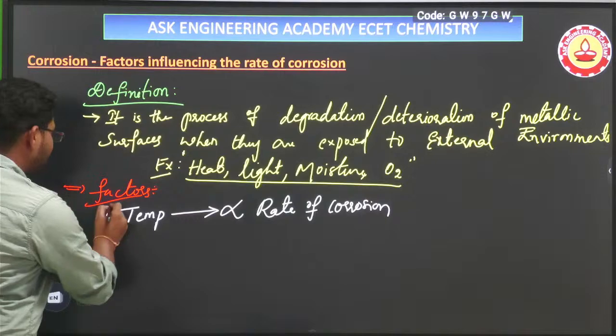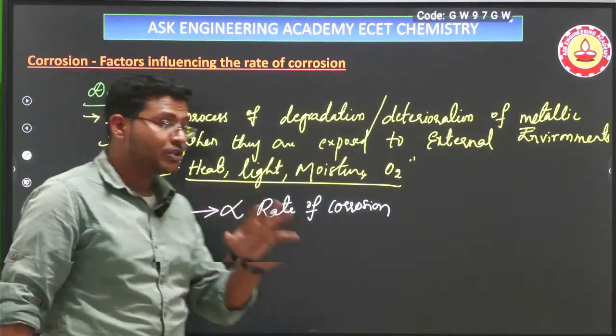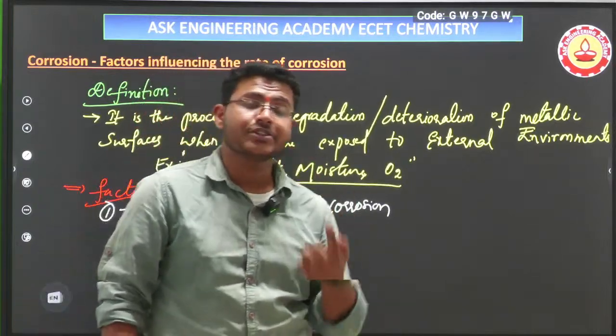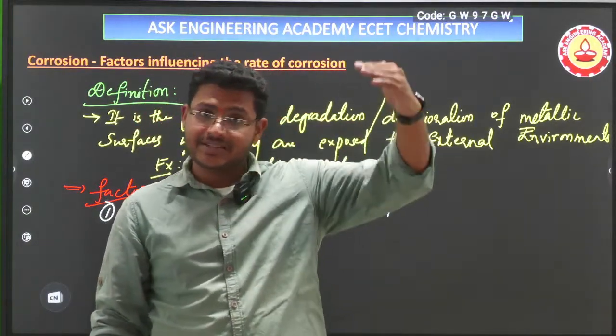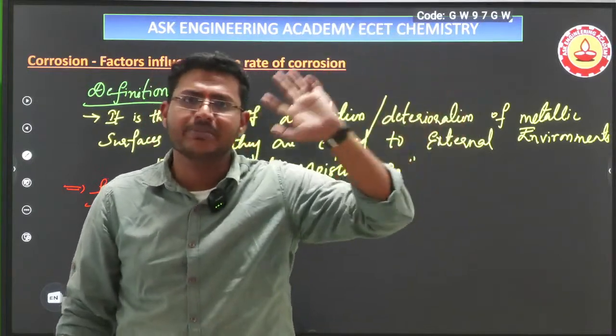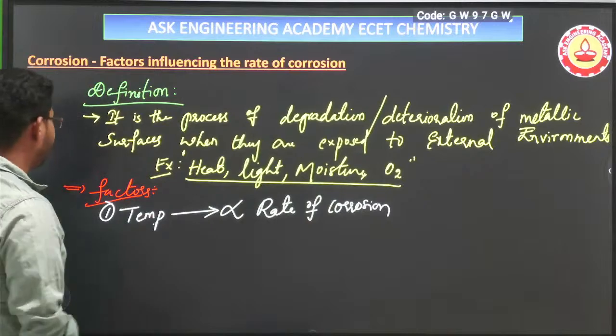This is the first factor. Based on the temperature, the rate of corrosion will vary. That means the deterioration or degradation of metal can be enhanced, can be increased, by raising the temperature of that particular metal. This is called the temperature factor.